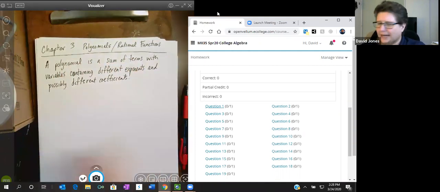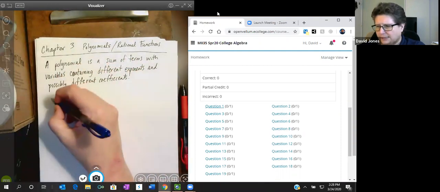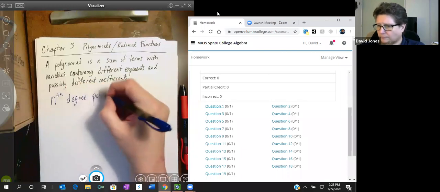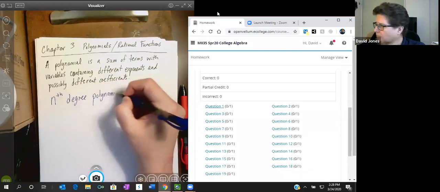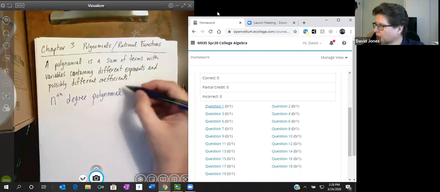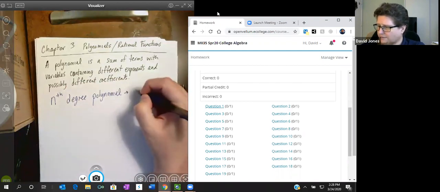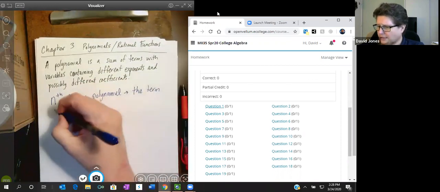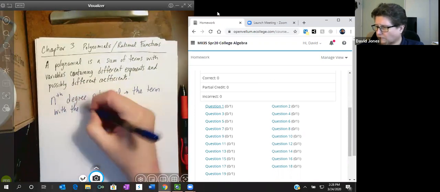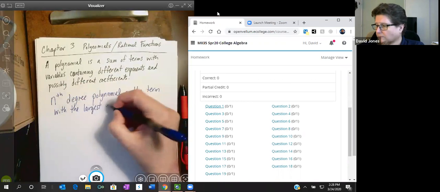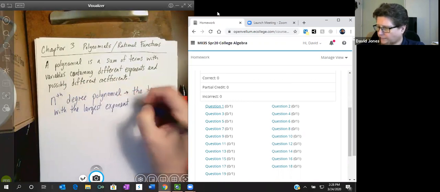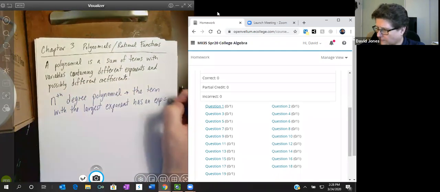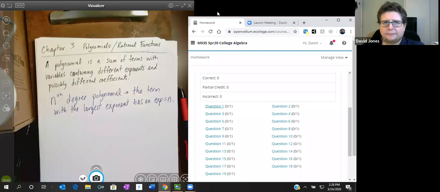So we call an nth degree polynomial a polynomial where the term with the largest exponent has an exponent of n. That's all that means.